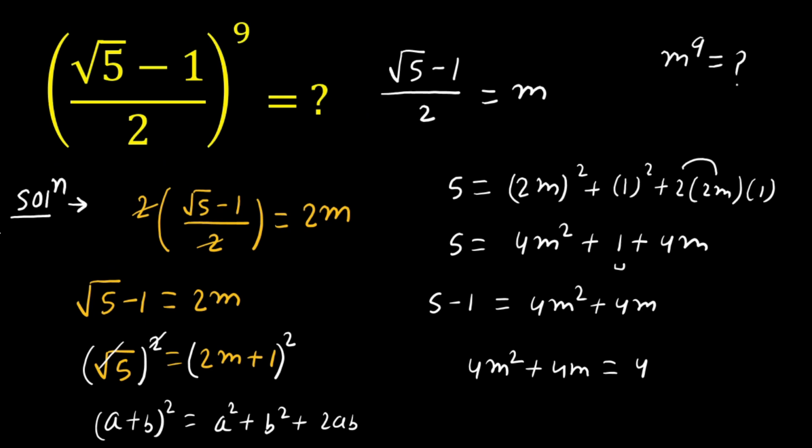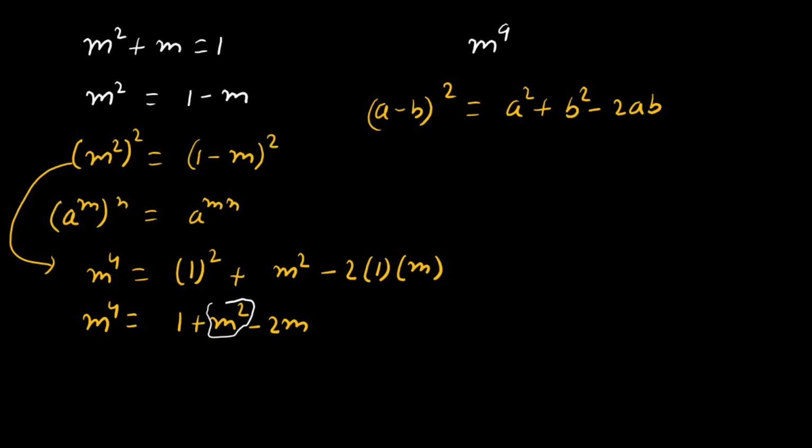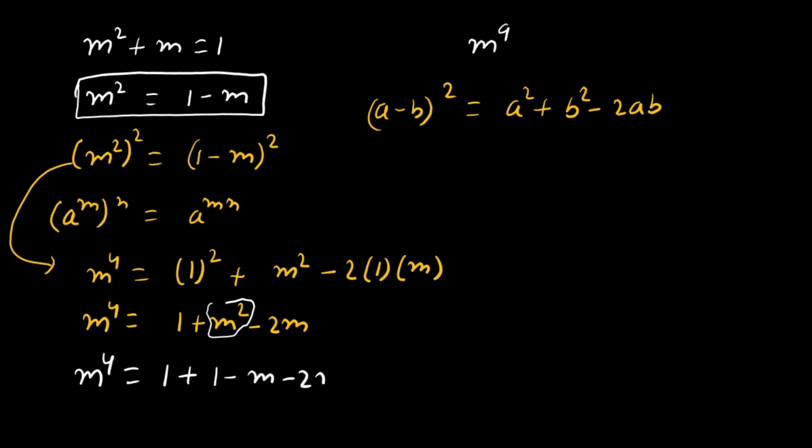Here m squared equals 1 minus m. So on the left hand side m power 4 equals 1 plus, and m squared is replaced by 1 minus m, minus 2m. Then m power 4 equals 1 plus 1, that is 2, minus m minus 2m, that is minus 3m. So m power 4 equals 2 minus 3m.